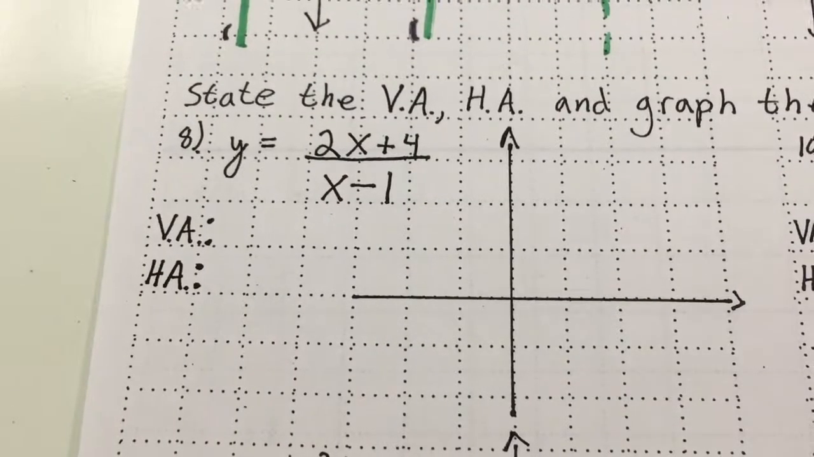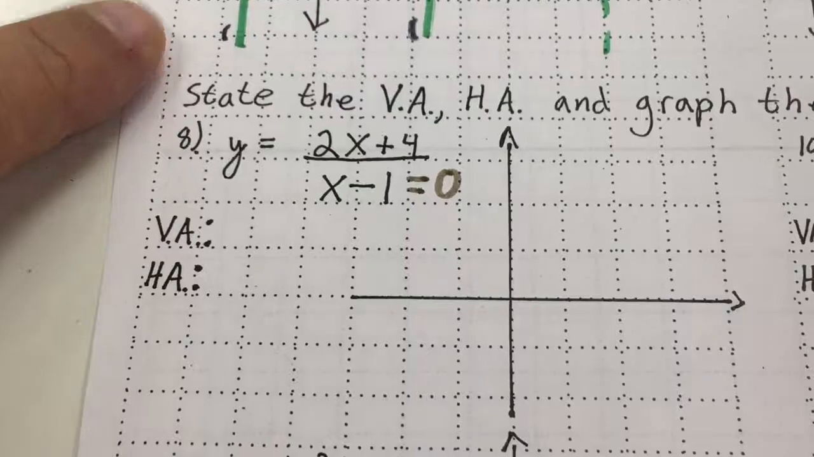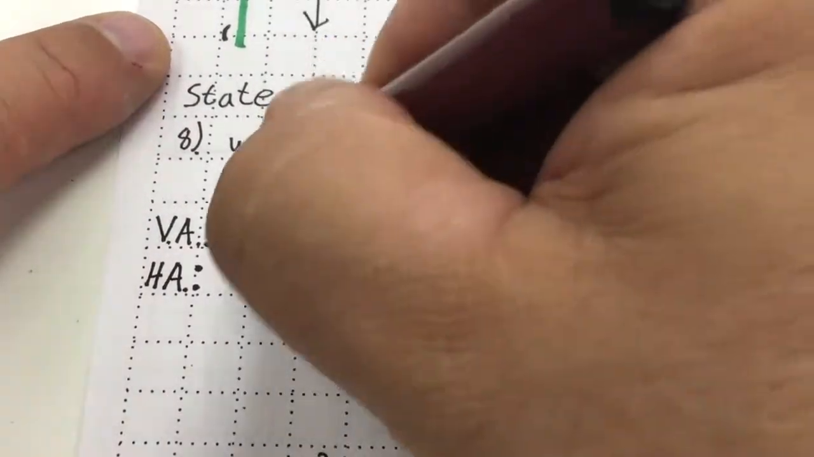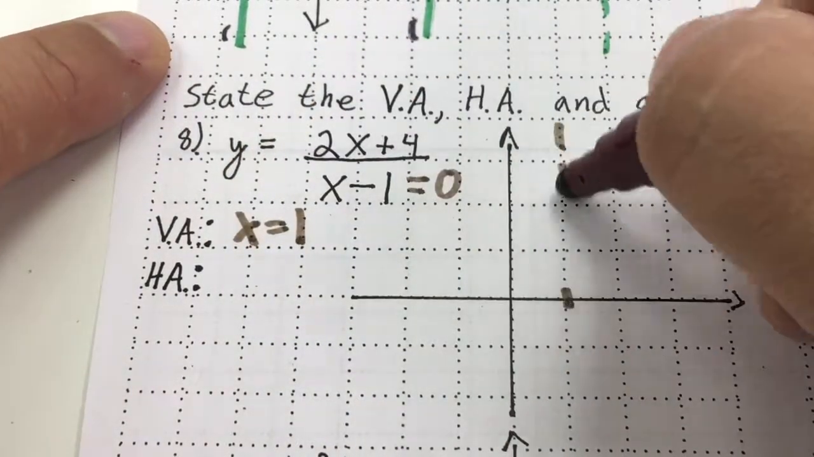Horizontal and vertical asymptote techniques. The first thing we need to do is set the bottom not equal to 0, but I just set it equal to 0, so that means I would add 1. That would give me a vertical asymptote at x equals 1. So I'm going to go to x equals 1 and strike my vertical asymptote.